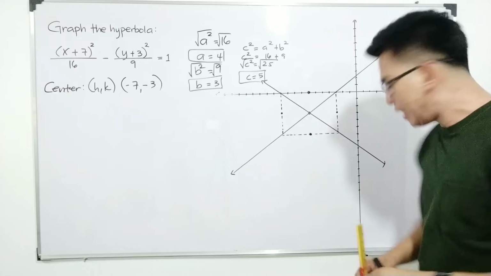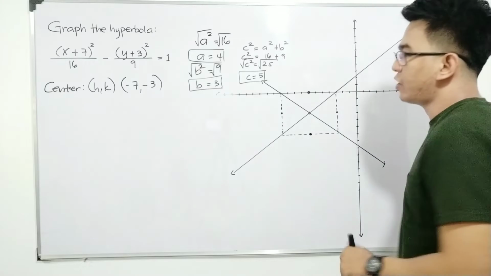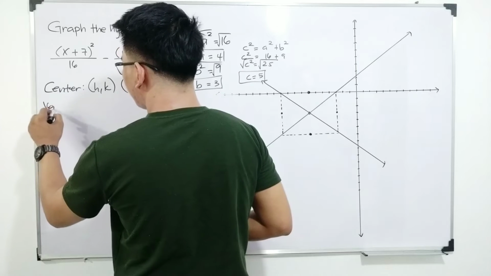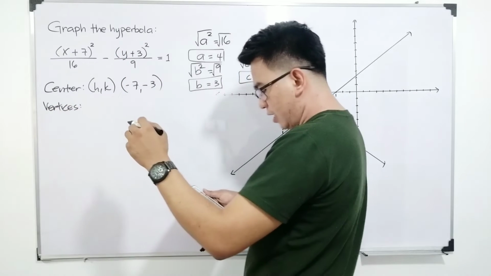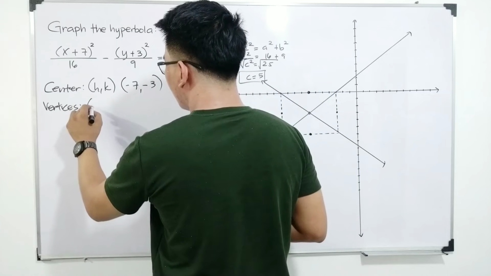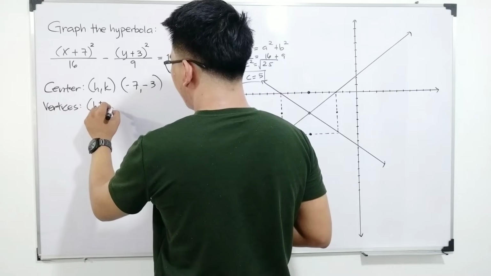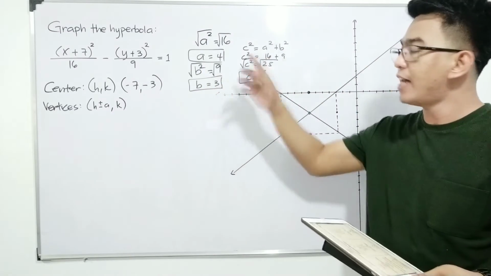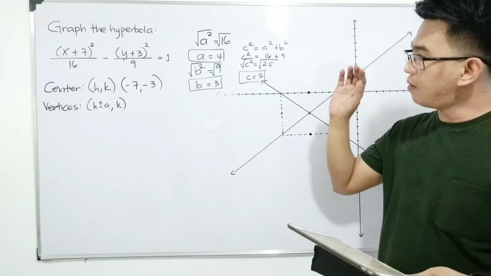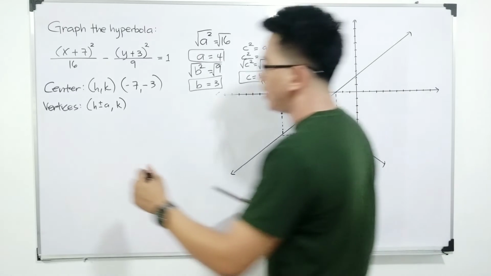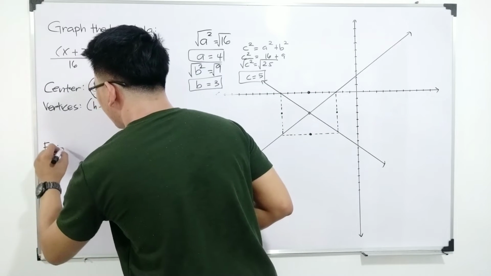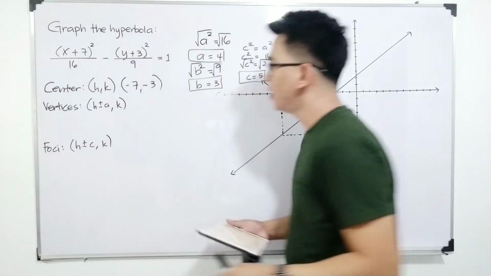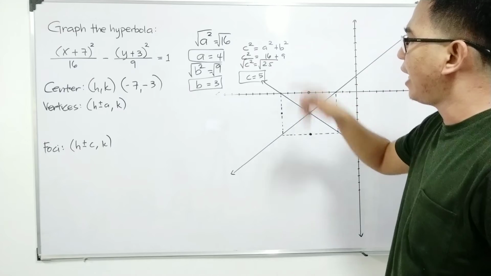Okay? So, ngayon, guys, punta na tayo sa pagkuha ng ating vertex. Okay? As for the vertices, yung format natin, guys, ha? Yung format natin is the same as H positive negative A, comma K. Okay, ito yung format ng ating vertices kapag yung orientation ng hyperbola ay horizontal. And as for the foci naman, ito ay H positive negative C, comma K. So, pwede natin makuha yan gamit ang value ng ating A and C.